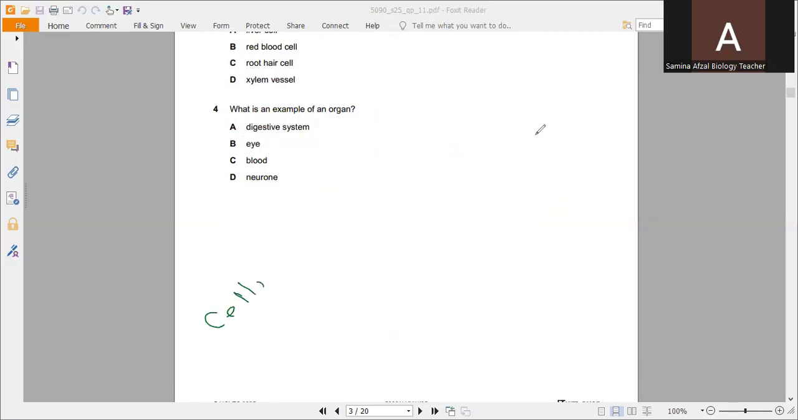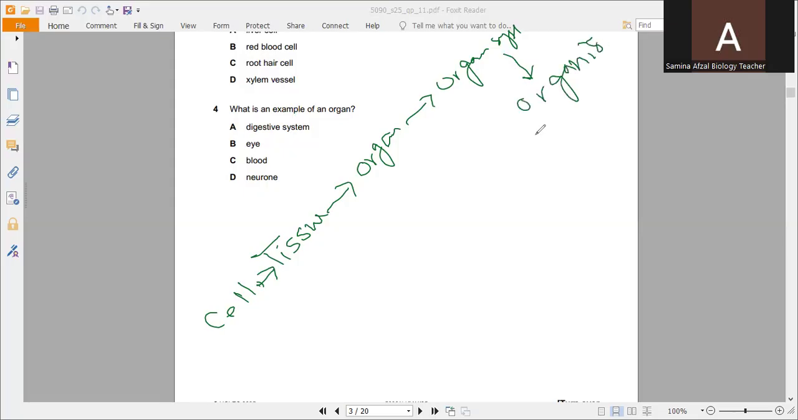As you know, many cells join together to make tissue. Tissues will make up an organ, and organs will make up an organ system, and many organ systems will make up one organism. Digestive system is formed from many organs. So A is not the correct option.